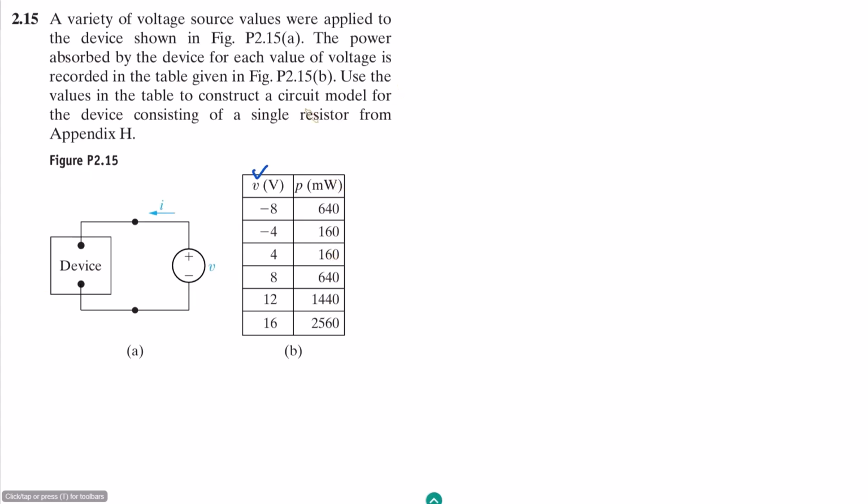listed here as well. Use the values in the table to construct a circuit model for the device consisting of a single resistor from appendix H. As it is known that this is a resistor, the power absorbed by the resistor can be written in terms of the voltage as V squared divided by R. The only constant term here is R, so from this formula we can write R is equal to V squared divided by P.